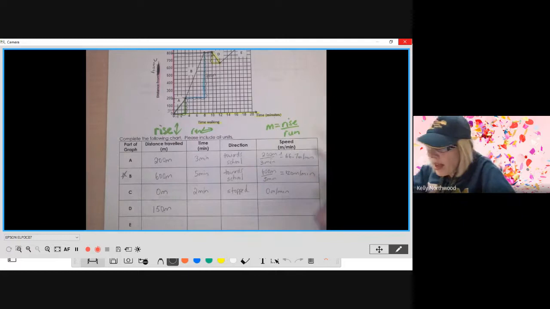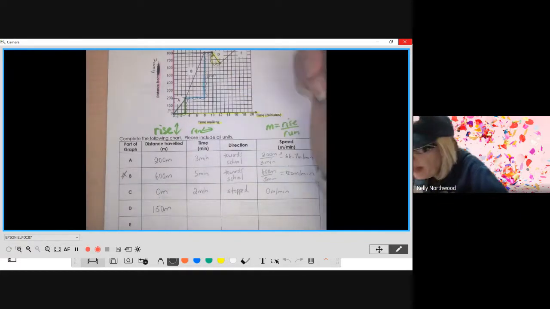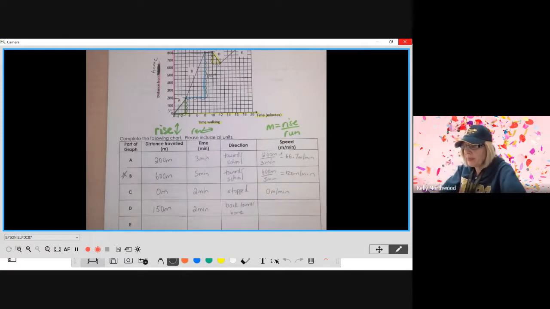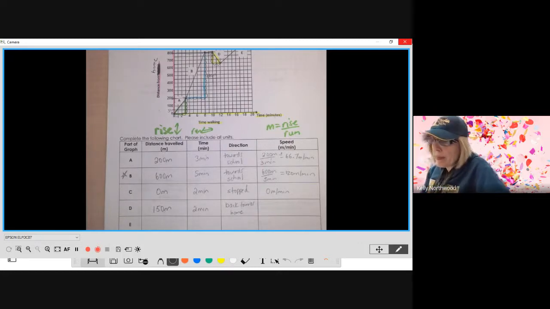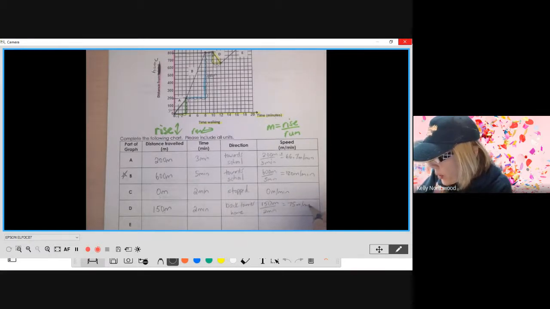And then how long did it take you to cover that 150 meters? 2 minutes. And the direction, back toward home. We didn't get home, back towards home. And then our speed is going to be 150 rise over run, so 150 meters divided by 2 minutes, which is 75 meters per minute.